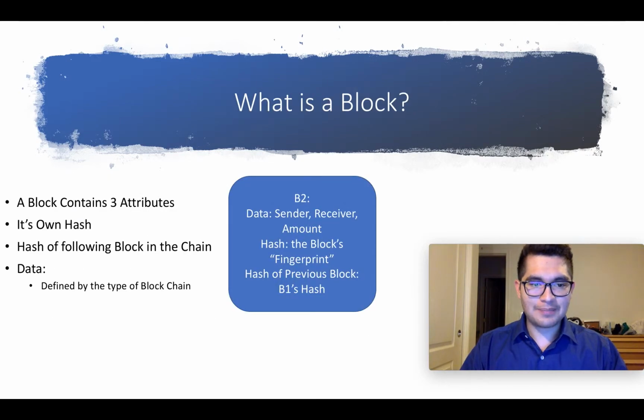So, what is a block? A block is analogous to a node in a linked list, except it contains three attributes. It contains its own hash, which is generated when the block is created or anytime it's edited. It contains a hash to the following block, which is, if you want to think about it, an encrypted pointer to another node in this list. And data, which is just defined by whatever kind of blockchain this is.